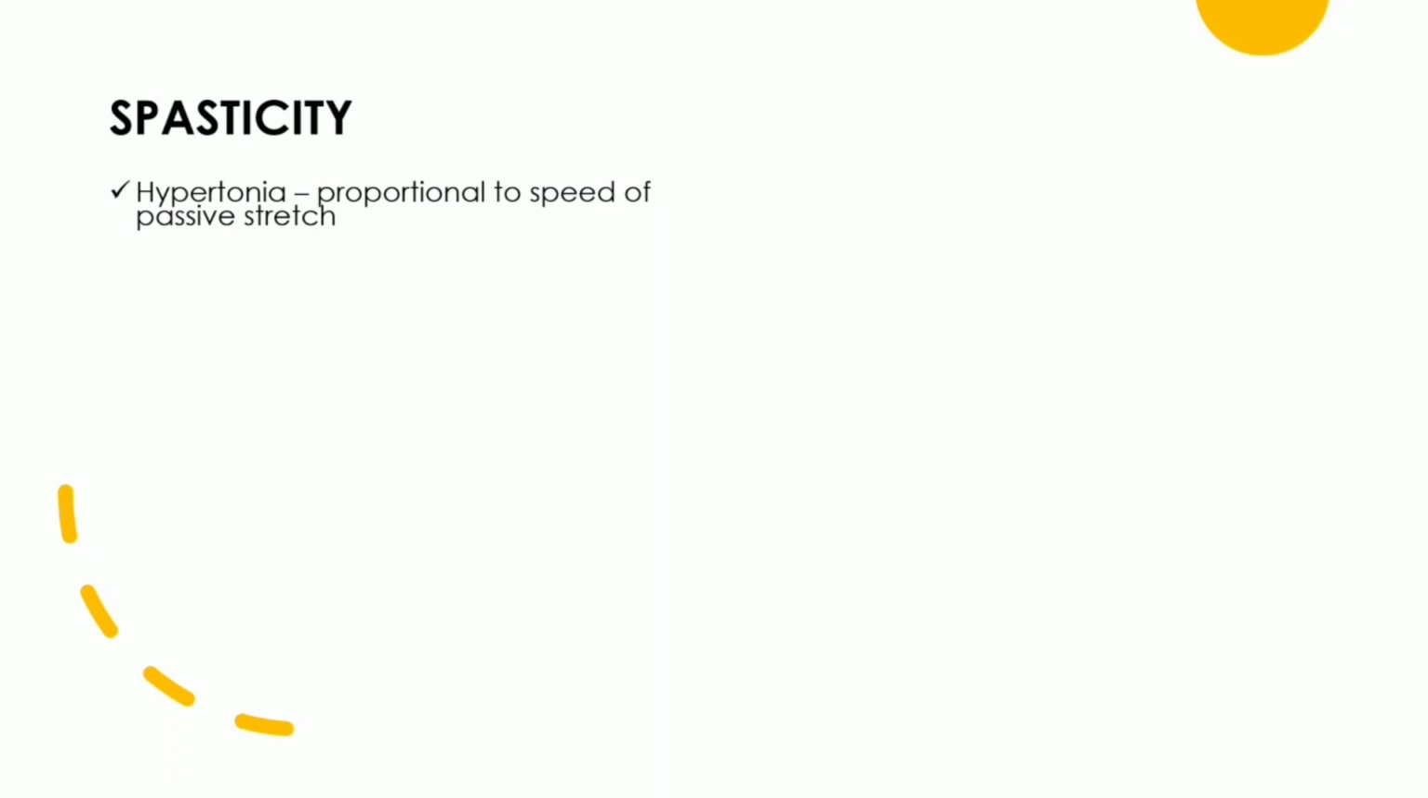There is another thing called rigidity, which is often confused with spasticity. What is rigidity? Rigidity is an increase in the tone of the muscle even at rest. While spasticity is an increase in muscle tone which is proportional to the speed of passive stretch. Tone increases only when you stretch. Understood? That is spasticity. Now, spasticity is a feature of a pyramidal tract lesion, while rigidity is a feature of an extrapyramidal lesion. The most common example is Parkinson's disease.